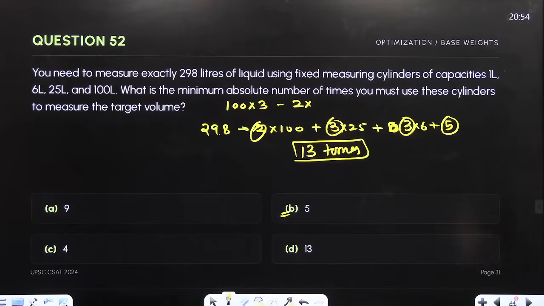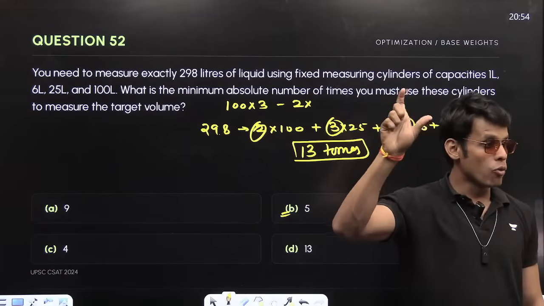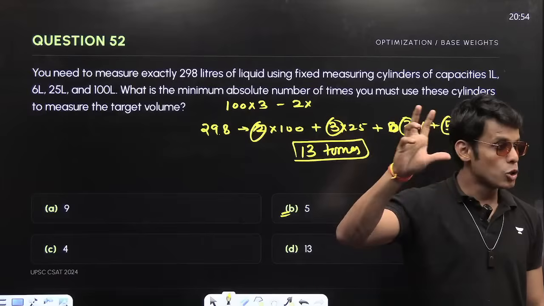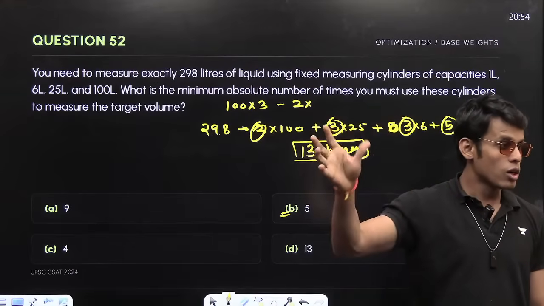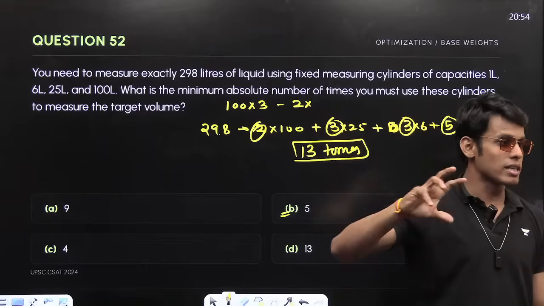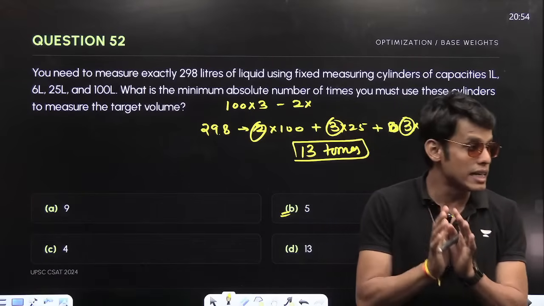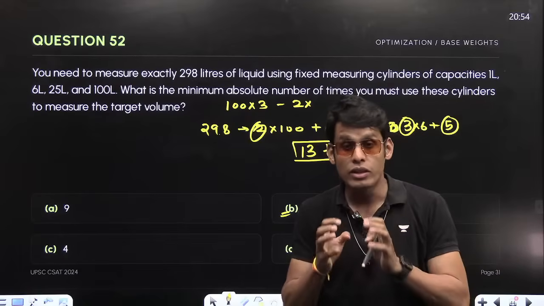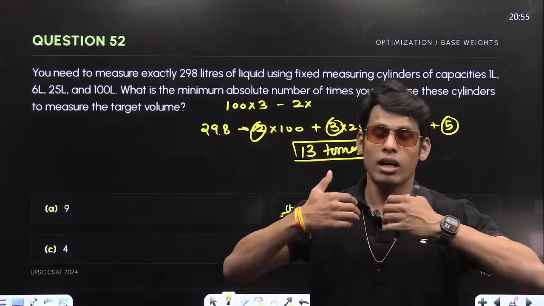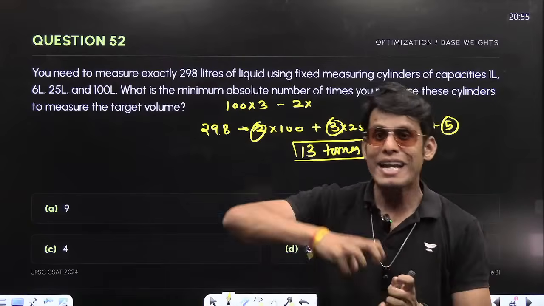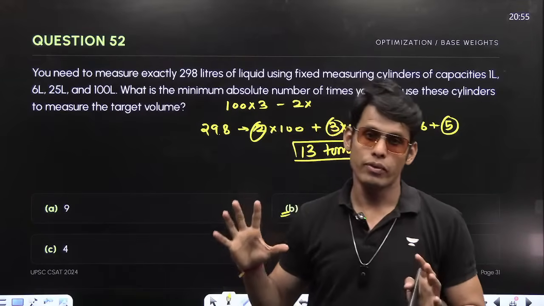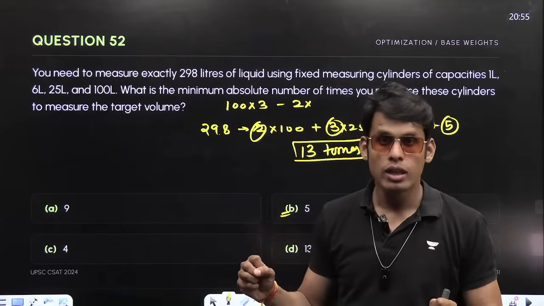So that is the thing. That is the language problem. Now I am reading out the exact statement from the paper. Just listen to the statement, right? What is the minimum number of times one needs to measure to get 298 liters of water from a tank if the measuring cylinders have the capacity? So 298 liters of water from a tank. This means the tank had a lot of water. Out of that, 298 liters are to be taken out, right?